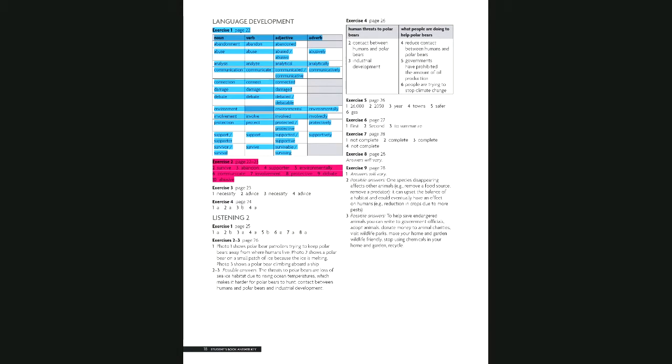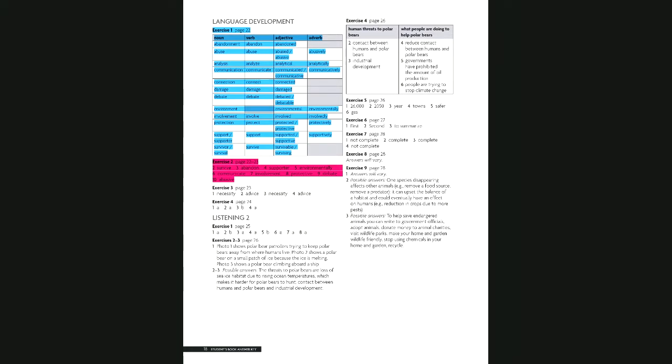And Carolina, what did you put? I put the contact with humans. It's a threat. Right, exactly. Good. Contact with humans is the second threat. And on the screen you see they wrote it in a similar way. They said contact between humans and polar bears.